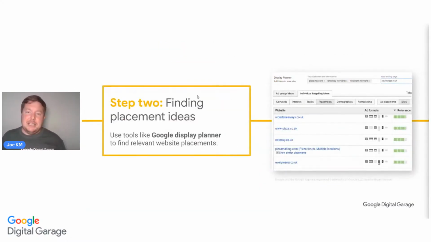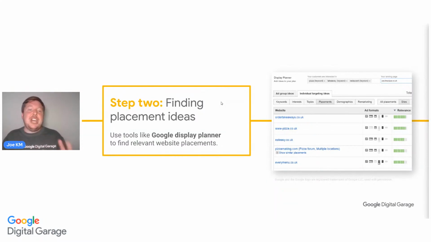So finding the placement ideas. So straight away, what you can do is just type in the keywords that's relevant to your business on Google display ads. Once you've typed them in, it will suggest a list of websites. So here we can see ordertakeaways.co.uk, www.pizza.co.uk, eateasy.co.uk, pizzamaking.com, everymenu.co.uk, and it starts to give you the relevance and then the ad formats that you will need to have if you want to display on them. So, for example, there's different ad formats, the thin one down the side, the banners across the top, little squares for little inserts, video ads for like YouTube or in between clips on Facebook, and so on and so forth.